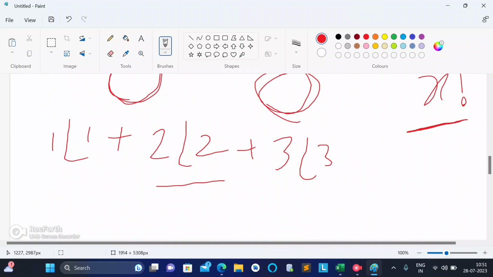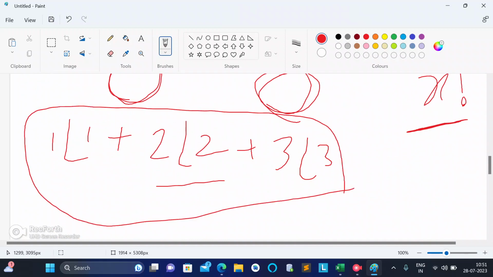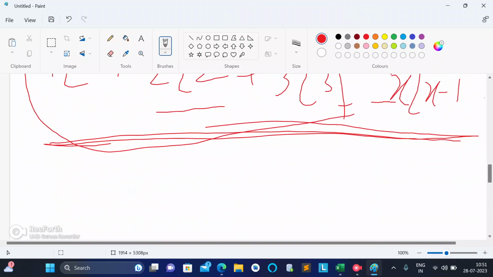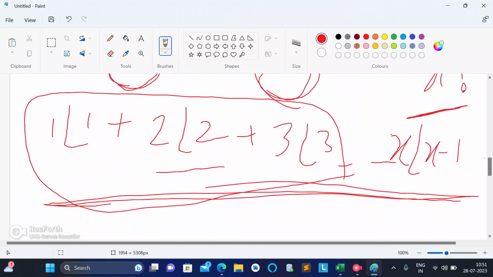So 2 into 2 factorial, until let's say 3 into 3 factorial, and so on, until x into x minus 1 factorial. At the end, the maximum remainder which we can get is of this form. This is the maximum remainder which we can get, and the minimum remainder which we can get is actually 0.